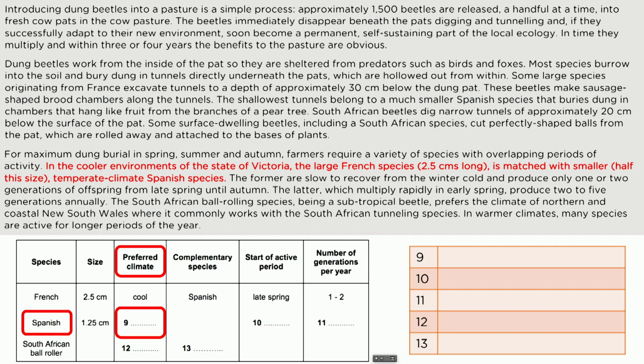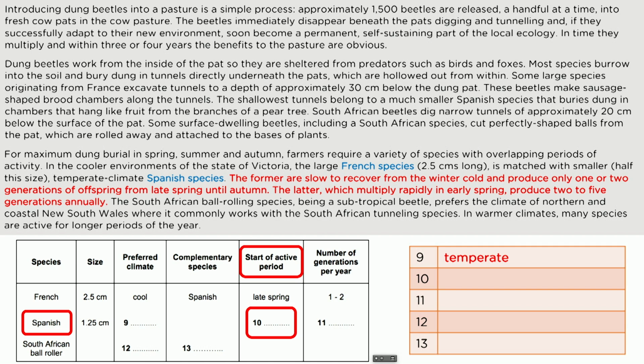So what's going to be the answer there? We're looking at the preferred climate. In the last phrase, it says temperate climate Spanish species. Now you need to make a decision. Are you going to just write the word temperate, or are you going to write temperate climate? Because here it already says climate, and here it says cool. It doesn't say cool climate. So we're just going to take a single word for number 9, and the answer is, I hope you got it, temperate. Okay, number 9 was temperate.